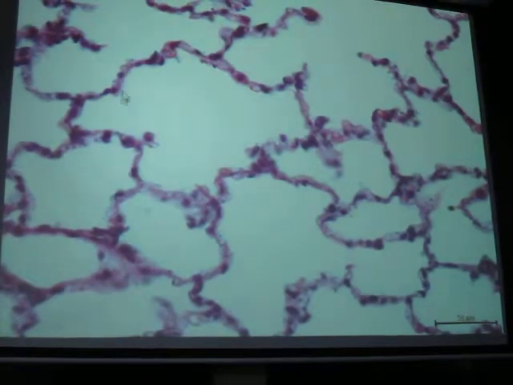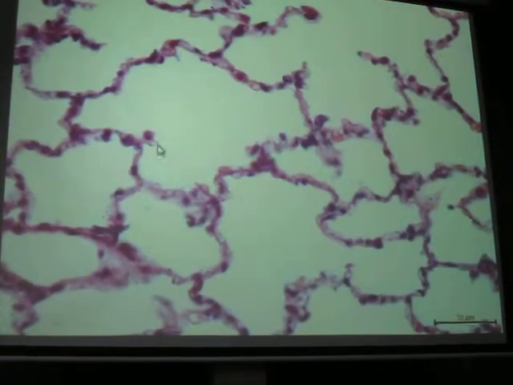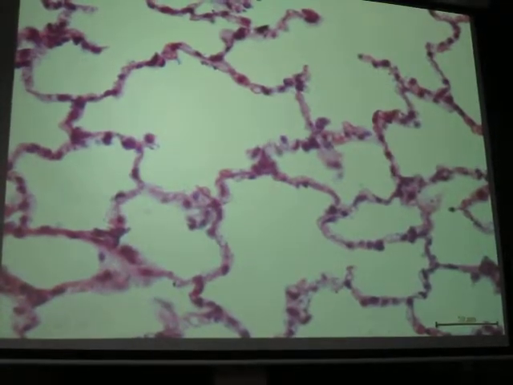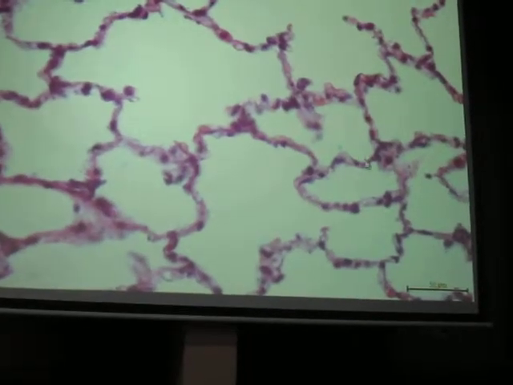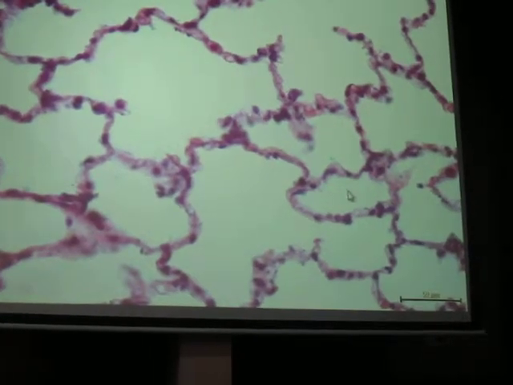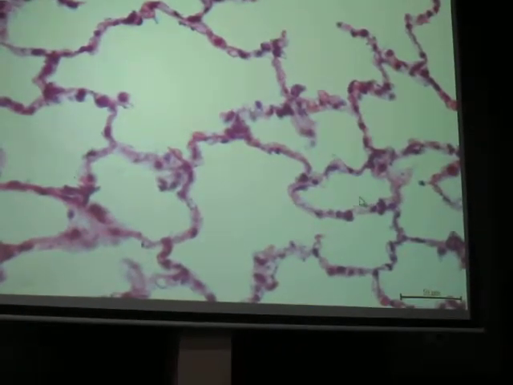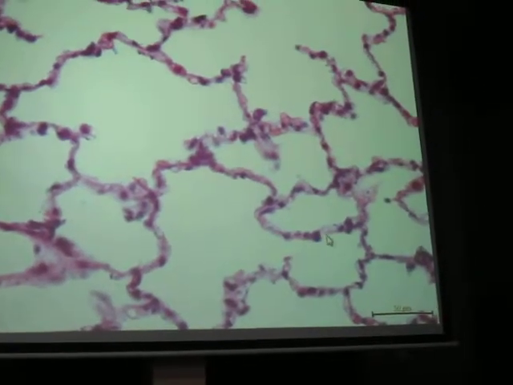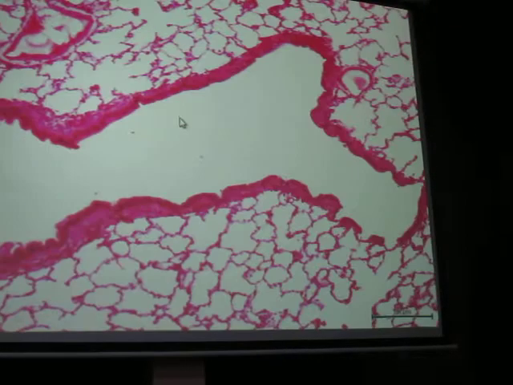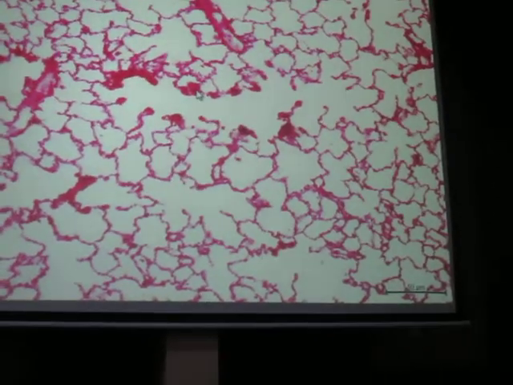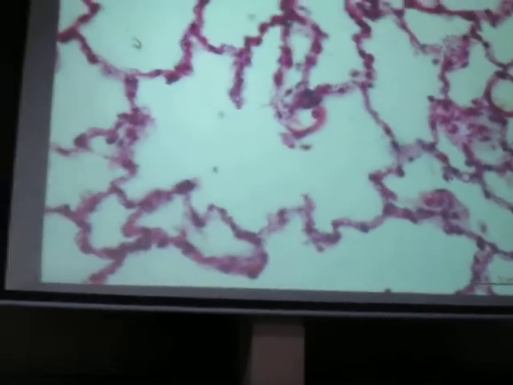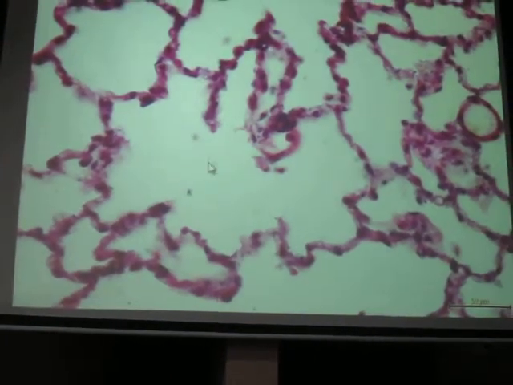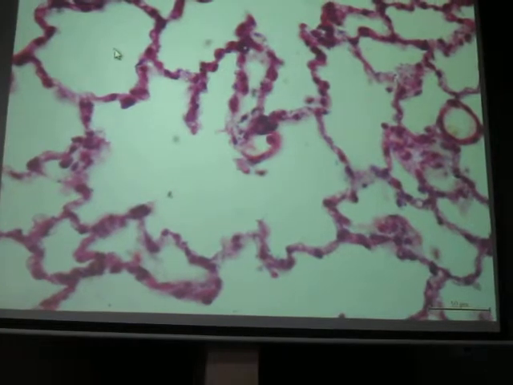Okay, identify full structure. Alveolus. How about this one? Alveolus. Okay, this is an alveolus, high power. So, one pocket of space here is an alveolus. Okay, this is a sac. Okay, alveolar sac. This is an alveolus.